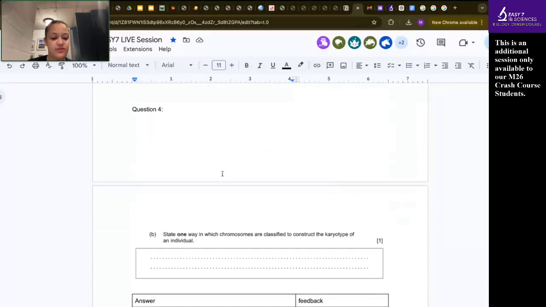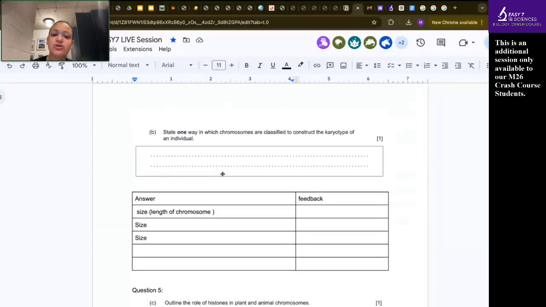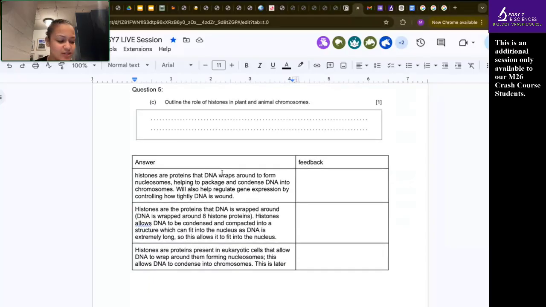Okay, perfect. Next question. State one way in which chromosomes are classified. And yes, you guys ate this up. And remember that karyotype, that karyogram that we looked at, they organize it based off of size. Chromosome 1 is the largest. Chromosome 22 is the smallest. And then we have those sex chromosomes, those X and Y chromosomes. Well done. Perfect. Oh, you guys are doing amazing. You guys already answered everything.